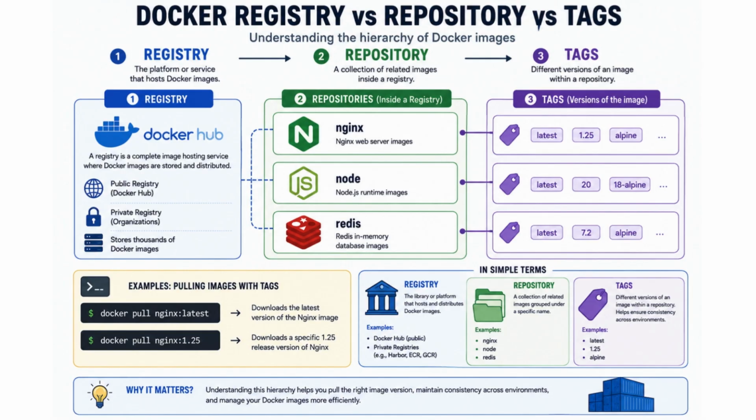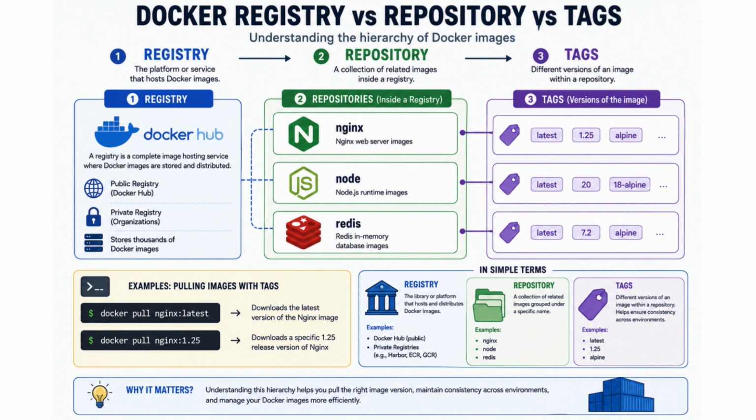One common confusion for beginners in Docker is understanding the difference between a registry and a repository. Although the terms sound similar, they represent different concepts in the Docker ecosystem. A registry is the complete image hosting service where Docker images are stored and distributed. You can think of a registry as a large online library that stores thousands of Docker images. The most popular example is Docker Hub, which is the default public registry used by Docker users worldwide. Organizations can also create private registries to securely manage their internal container images.